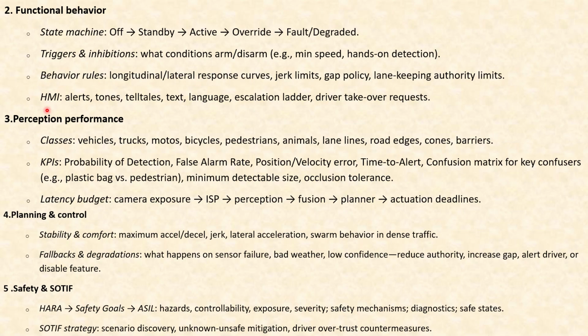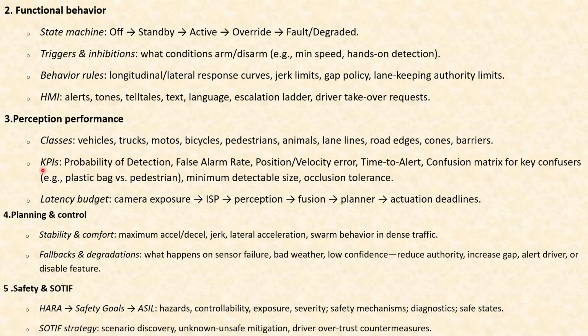And next, when it comes to HMI: alerts, tones, telltales, text, language, escalation ladder, driver takeover requests, and the various types of chimes are all a part of the HMI. Now, when it comes to perception performance, you should be aware of the class of object the vehicle is able to perceive, whether it is a vehicle, a truck, a motorcycle, a bicycle, a pedestrian, an animal, a lane line, road edges, a traffic cone, or a barrier. Perception of all these things must be clearly noted.